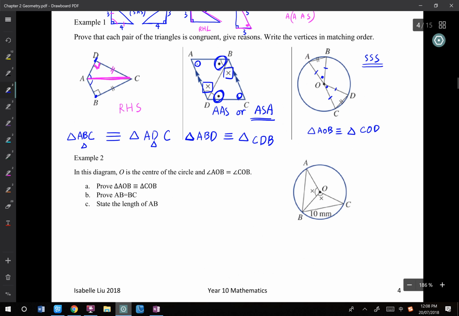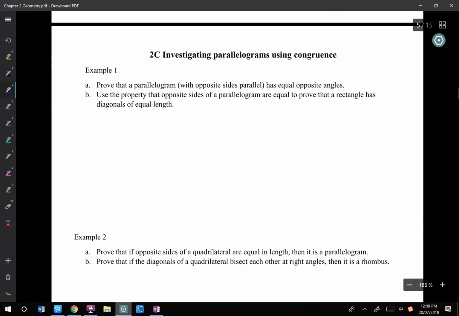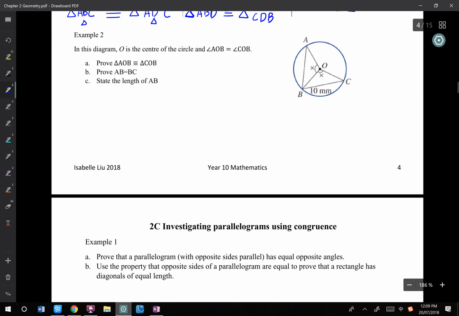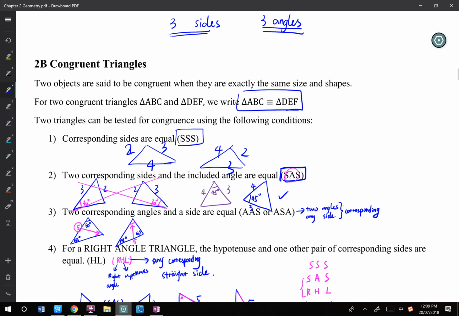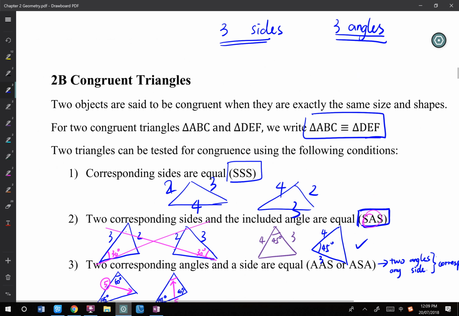Alright, the next one is easy. Do the same thing for the next one. I'm not going to do the next one with you. Next lesson we'll go through some proofs. But before that, you need to remember all these 4 rules: SSS, ASA or AAS, SAS, and RHS. Remember those rules, and you can complete the exercise before 2B.